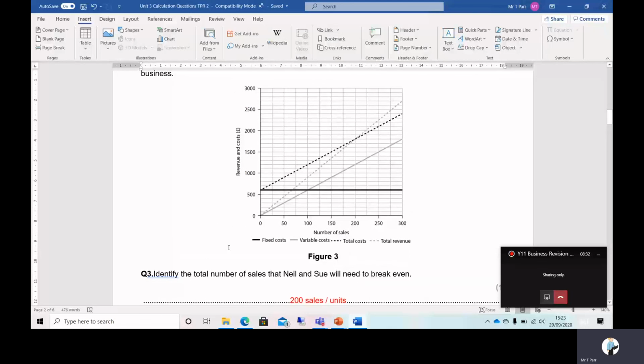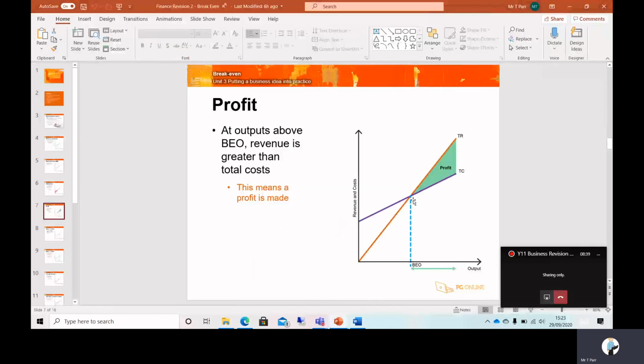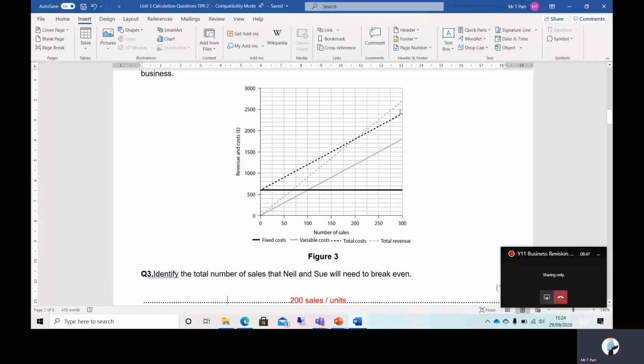Okay, so you've got to colour in. So that's why you need a pencil in this exam. So if we go back to our PowerPoint, we can see here anything to the right of the break-even output, there is our profit. So let's go back to my questions. So basically, I just need to colour in that bit.